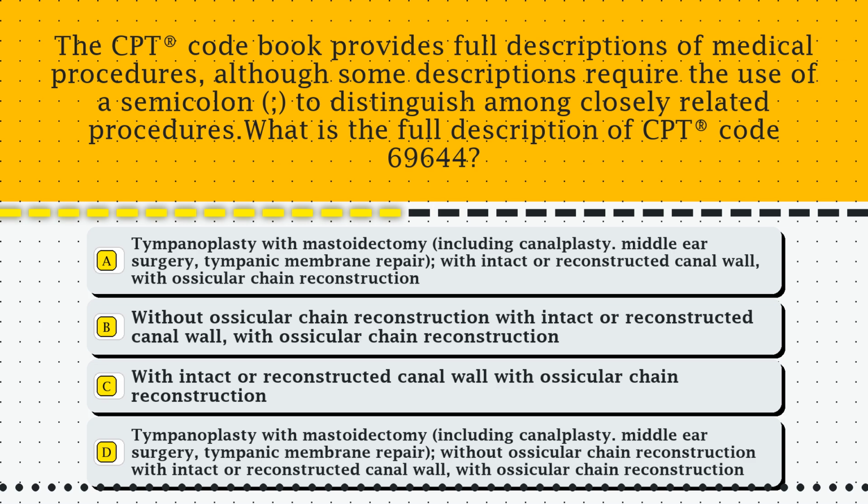Option B, without ossicular chain reconstruction with intact or reconstructed canal wall, with ossicular chain reconstruction. Option C, with intact or reconstructed canal wall with ossicular chain reconstruction. Option D, a tympanoplasty with mastoidectomy, including canalplasty. Middle ear surgery, tympanic membrane repair, without ossicular chain reconstruction with intact or reconstructed canal wall, with ossicular chain reconstruction.